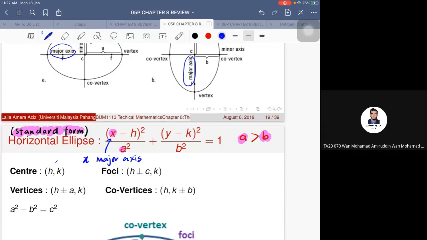So nilai H ni dia sentiasa X coordinate. So dia adalah nombor yang ada dengan variable X. So K ni dia refer kepada Y coordinate. So dia adalah nombor yang berada dengan variable Y. And of course sama juga macam konsep tadi. So sebelum kita identify nilai H dengan K, kena make sure antara X dengan Y dengan nilai tersebut dia kena tolak in between. So maknanya kalau you ada X tambah 2, so nilai H adalah bersamaan dengan negatif 2. So you have to bear that in mind.